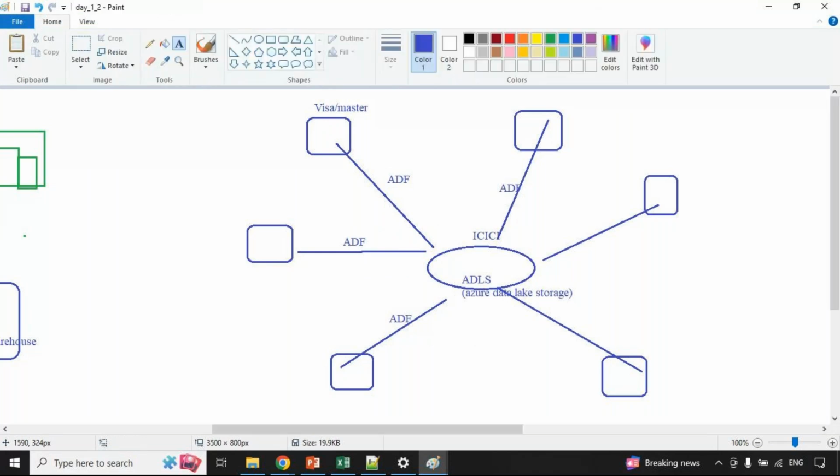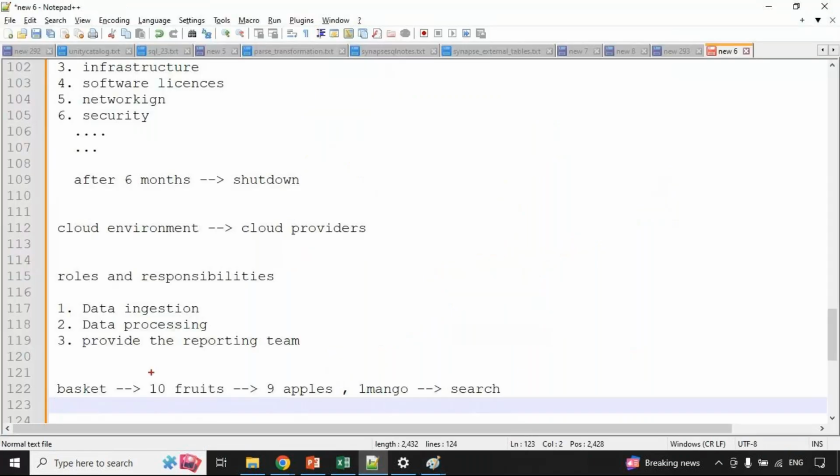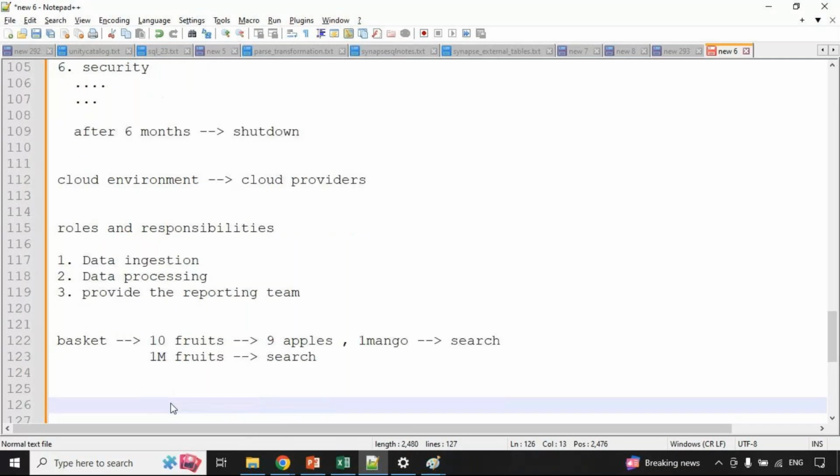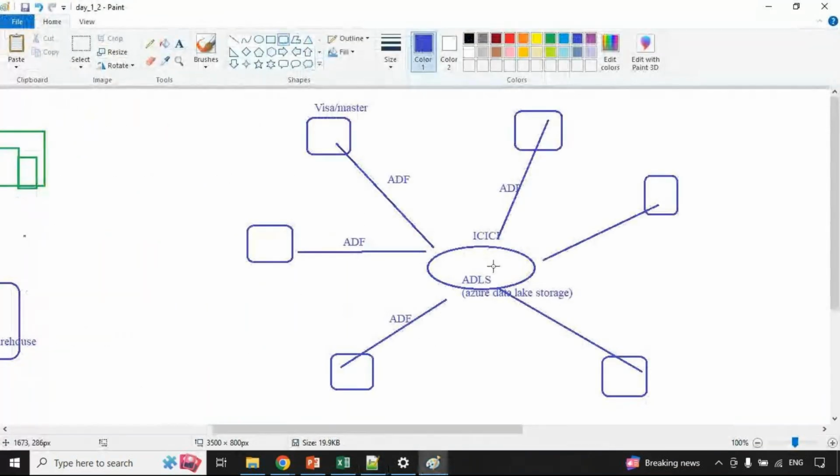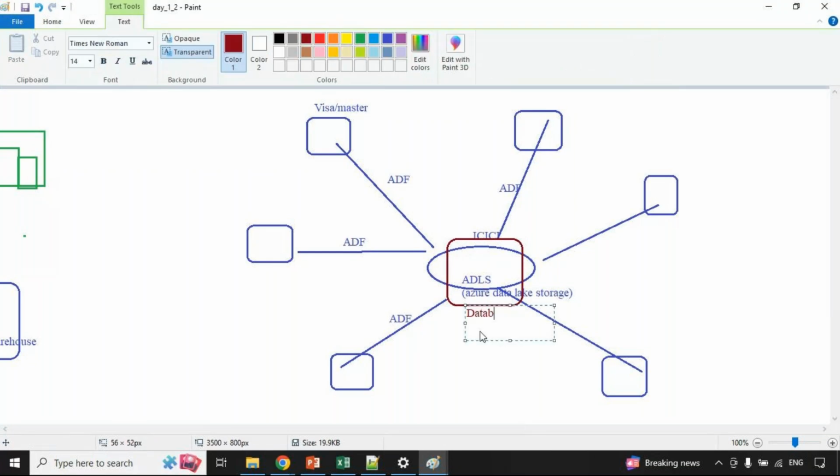Once there is a huge amount of data, I want to process the data. If it is 10 fruits, you can do a search operation easily. But suppose I have 1 million fruits, meaning a huge amount of data, here also I want to do the search operation fast. To do that, we have a service called Databricks. On top of the data lake, using Databricks we can process the data. Okay, so let me tell you.